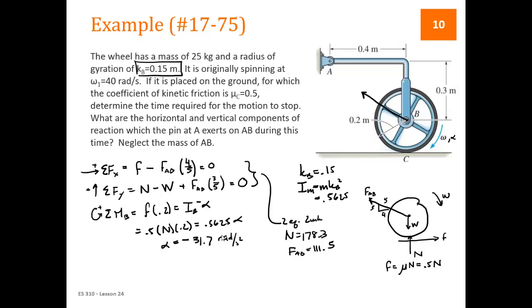Now what we're trying to find, though, is the time required for the motion to stop. That is a kinematic question, right? We're given an acceleration, and we're asked information about a time. That means we turn to our kinematics. We have an equation in kinematics that tells us that the final omega is equal to the initial omega plus alpha times t. Well, the final omega is 0, because it stops. The initial omega was given. It's 40. We know alpha, so we can find t. So 0 equals 40 plus minus 31.7 times t. Solve for t, and we get 1.26 seconds.